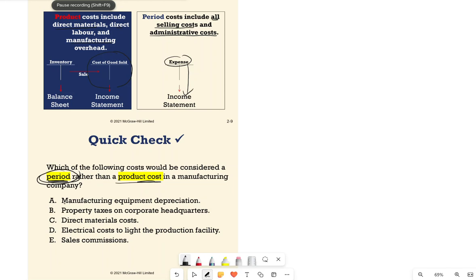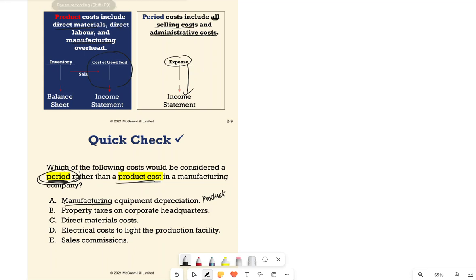Sorry, my pen is gone. So A, anything related to manufacturing is an expense. It will be my product cost, so it's not my period cost. So the first one is my product cost. I'm just going through here. If it's manufacturing, we call it a product cost.